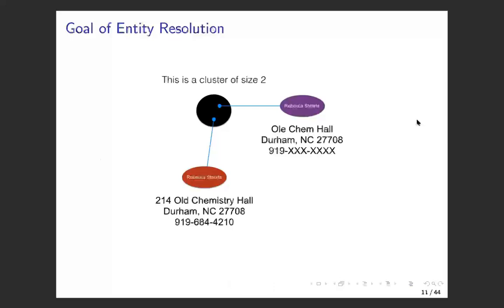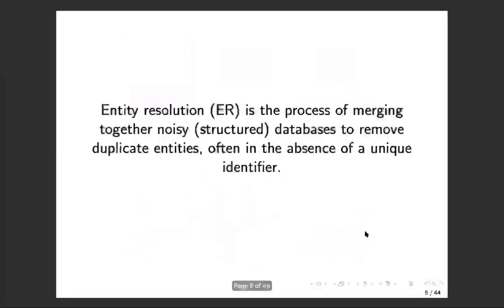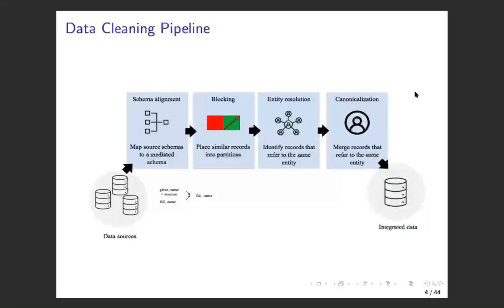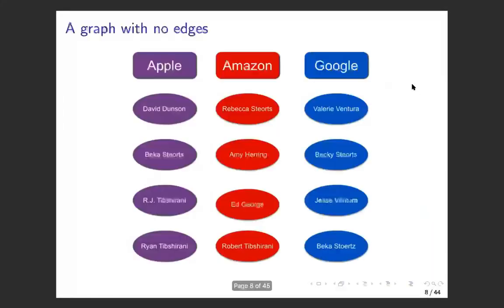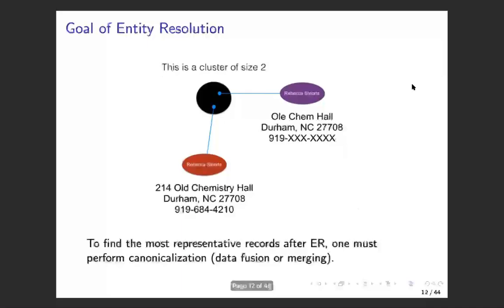Now, what is the goal of entity resolution? Our goal is to be able to say that these two individuals, even though there are typographical errors and missing data, form a cluster of size 2, and they refer to the same entity or person. Now, it doesn't say which is the most representative. So remember, if I go back to the data cleaning pipeline, that's resolved in canonicalization. So again, to find the most representative record, you have to perform this canonicalization, data fusion, and merging.